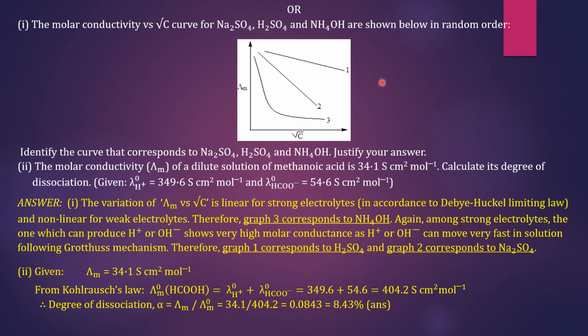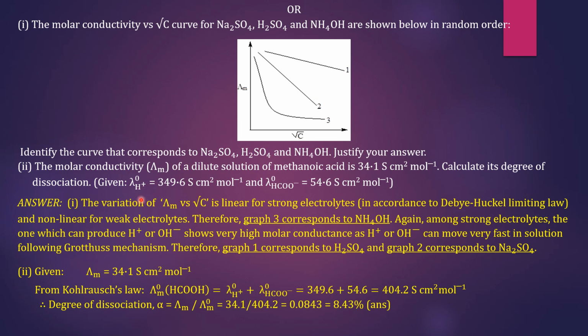Now another thing: among many strong electrolytes, when you take any hydroxide base or protonic acid which can give OH minus or H plus, they show abnormally high molar conductance because of H plus and OH minus. In higher classes you will come to know that H plus and OH minus can move very fast in the solution using a mechanism known as Grotthuss mechanism. So a strong electrolyte which can produce H plus or OH minus shows abnormally high conductance.